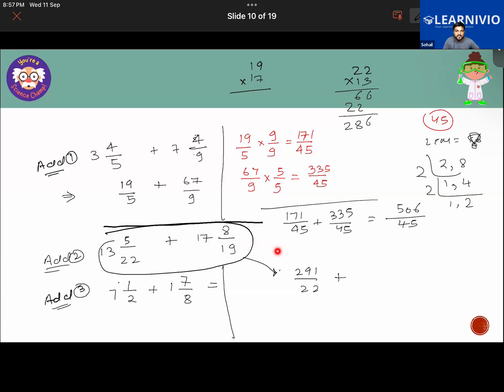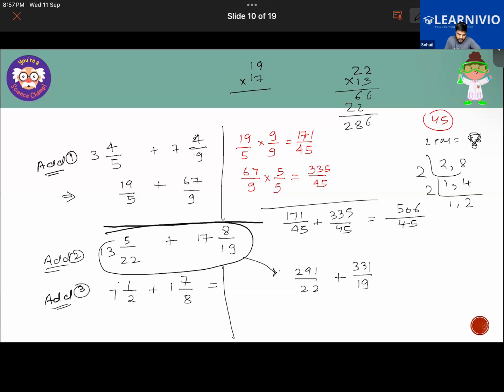So you will be getting 323 plus 8, which will be 331. 23 plus 8 is 31. Okay. So 331 upon 19. Okay, so far we have done this much.